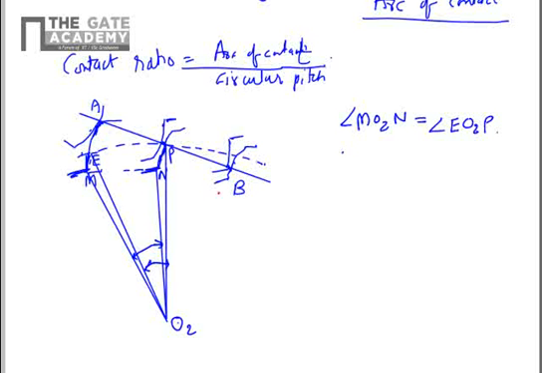Now from the geometry we know that the arc lies on the base circle. The base circle is determined by drawing a perpendicular from O2 on the pressure line.